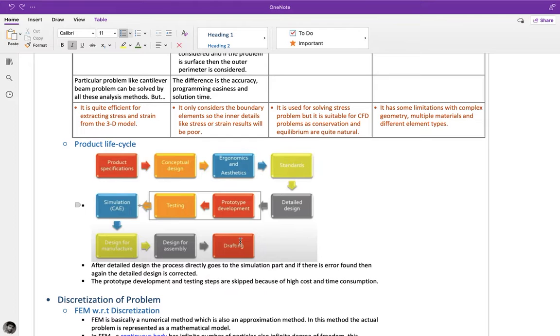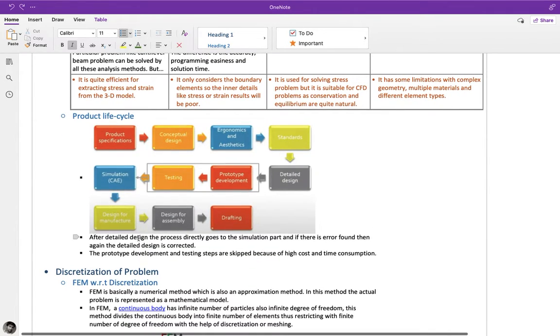then drafting. But the thing is that these two parts of the product life cycle are very expensive and costly. So these steps are basically skipped. What happens is that we directly create a design, and then we use the simulation to find the failure of the product. And if there is some problem, then we have to go back to this part, repair the design and validate the model, and then it goes to the manufacturing process.